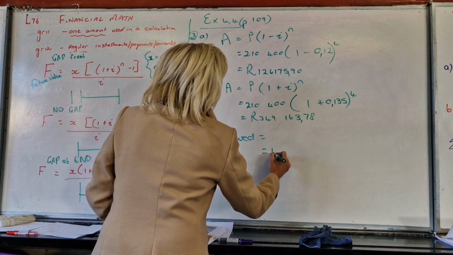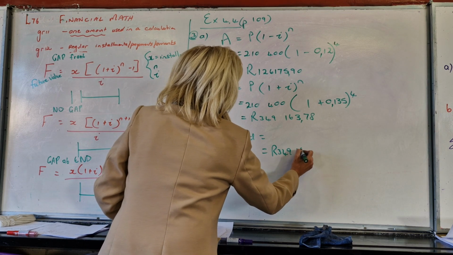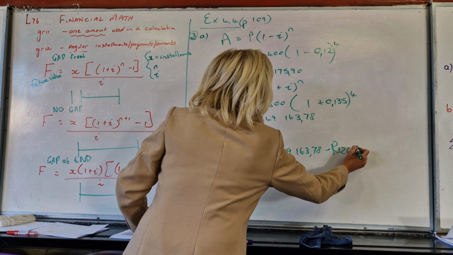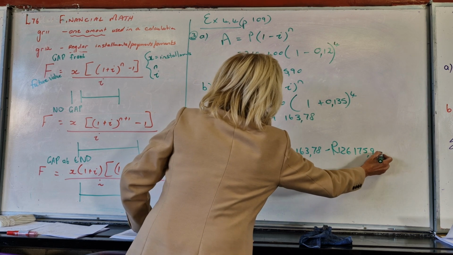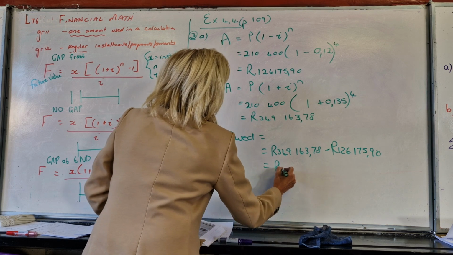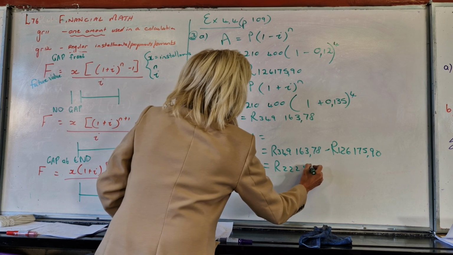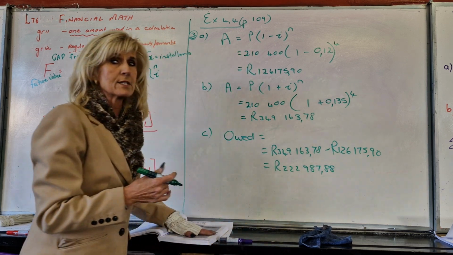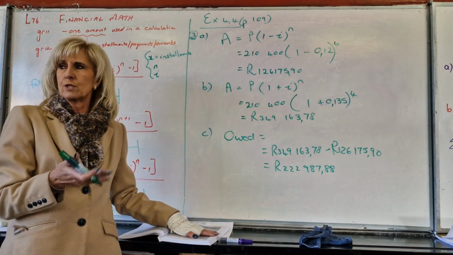Subtract the two from each other. So the 349 minus the 126. And that gives me 22987.88. Okay, so that's what he has to add towards it.